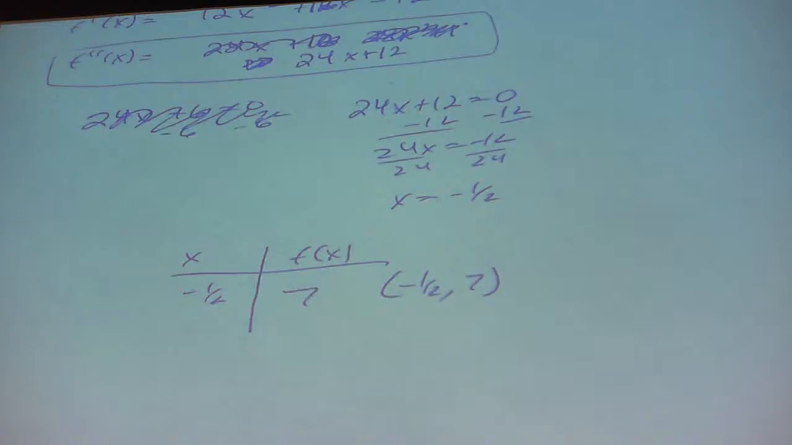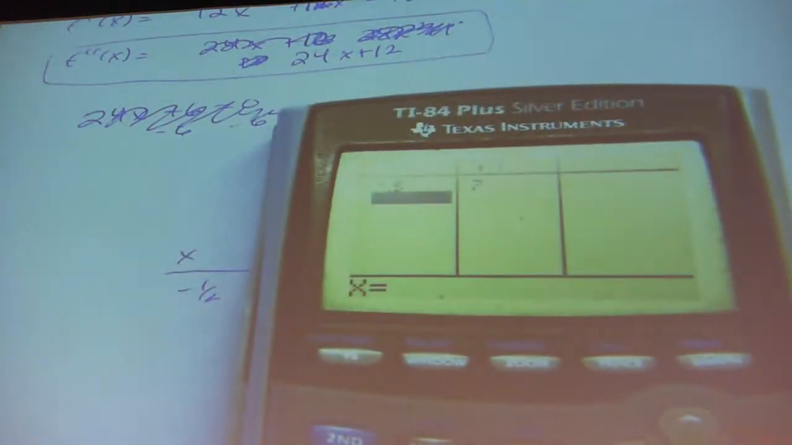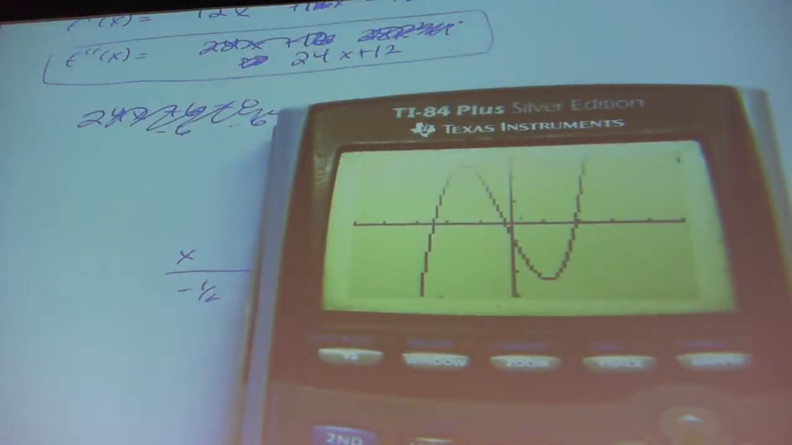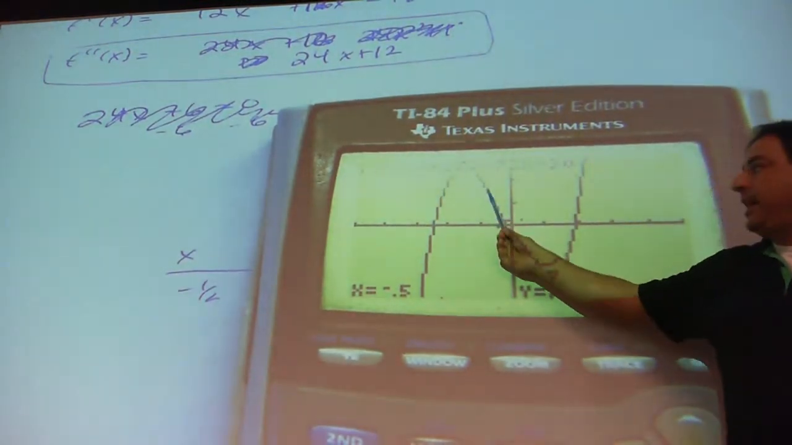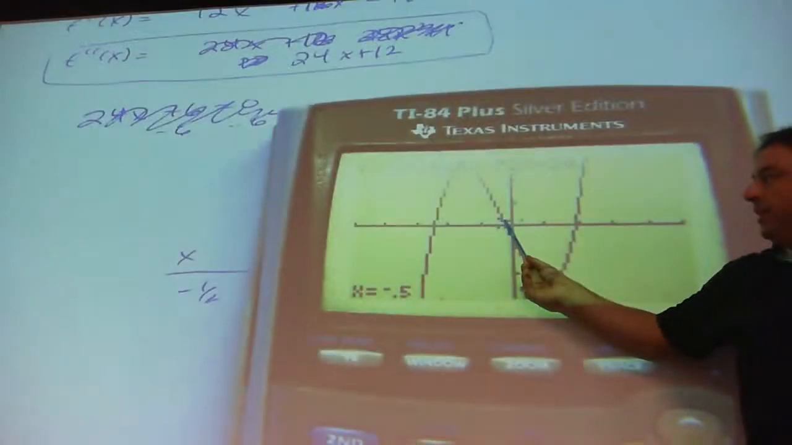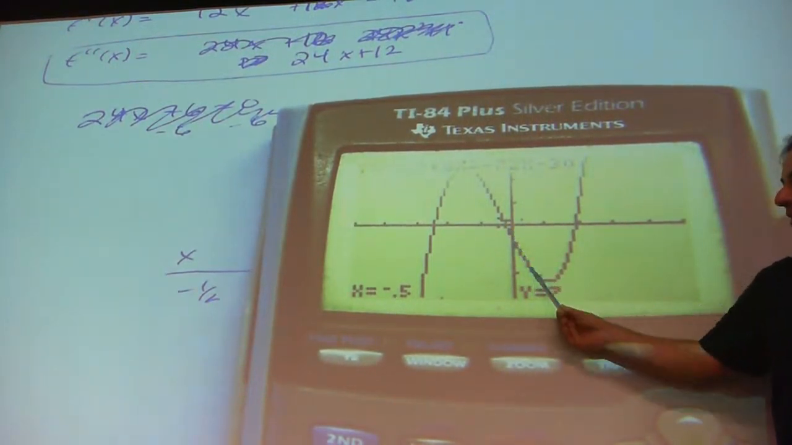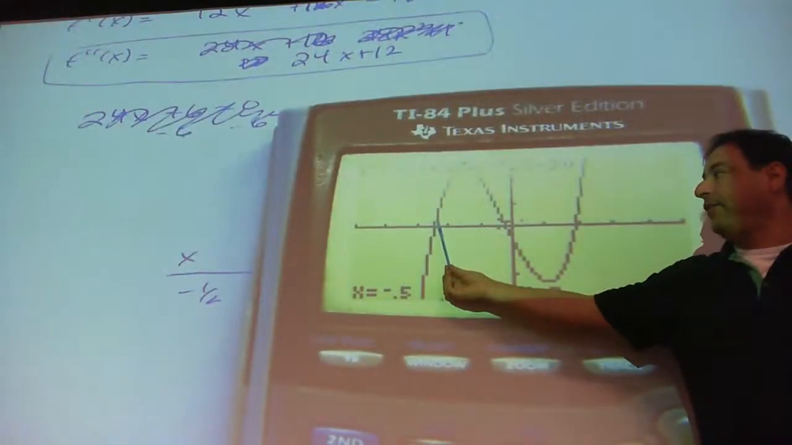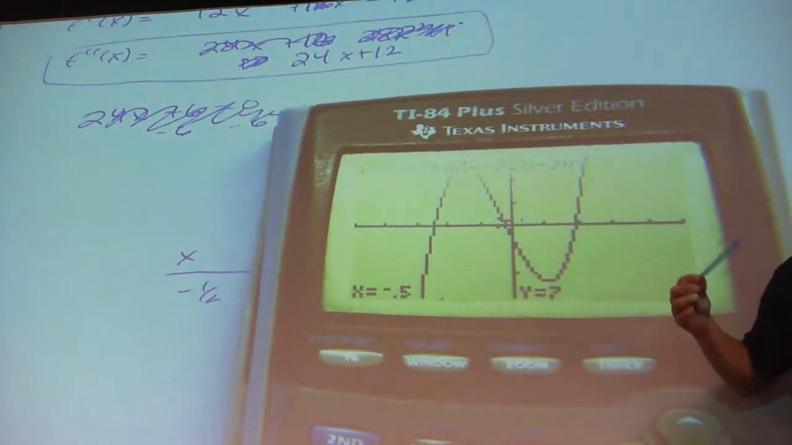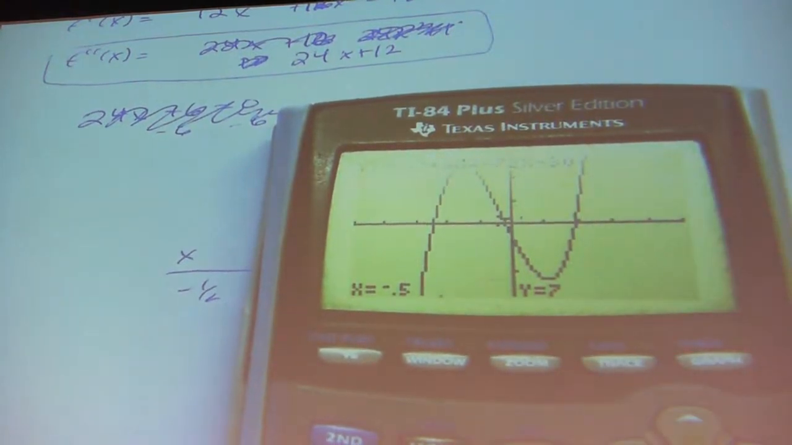But how do I know if it is or not? We have to check it. So we've already got a good window. We graph the original. Graph goes up, graph goes down. And remember, an inflection point is where it changes from concave up to concave down. So if I hit second trace, value, negative 1/2, at negative a half and 7, that is where the change happens. It goes up, down, it's concave down. Then it changes at negative a half, 7 to concave up. That's where the change happens. So now you have the original, you can say before negative a half, it's concave down. After negative a half, it's concave up. But we can verify all that with the sign chart.